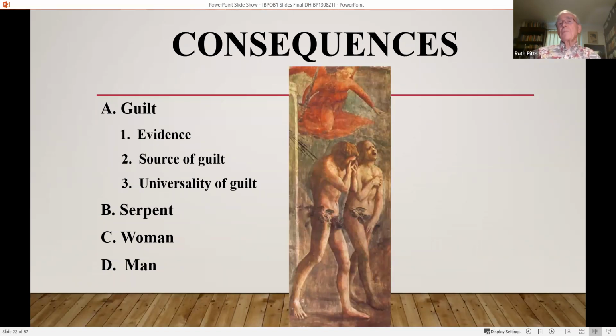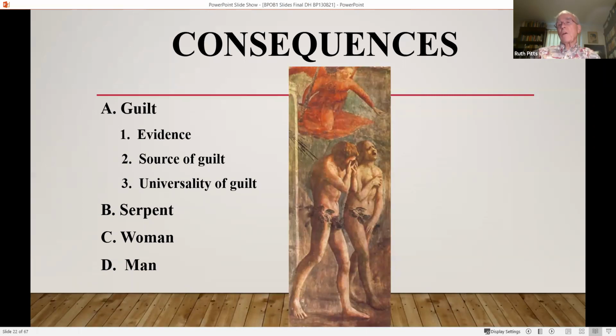So the consequences are further laid out by the writer. To the serpent: the serpent is something we're afraid of or something that causes us alarm. It runs on its belly. It's cursed in these ways. The woman will have pain in childbirth. The man will have to labor. He'll have to toil all of his life.